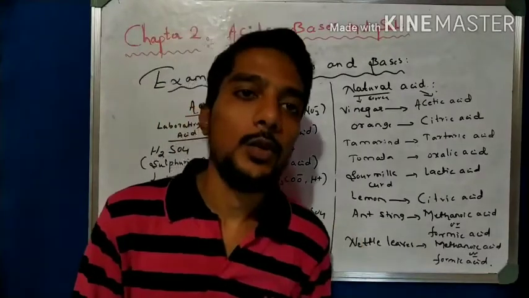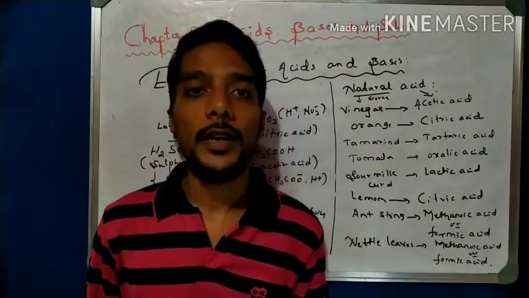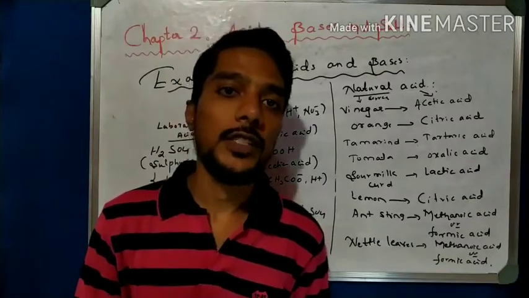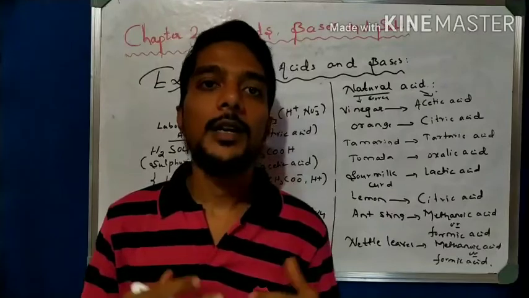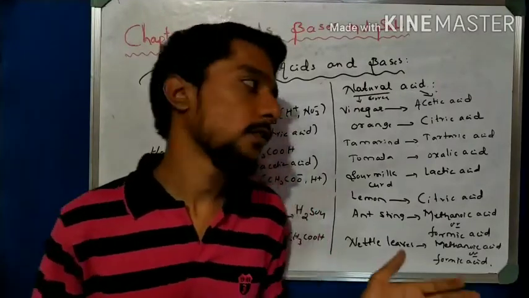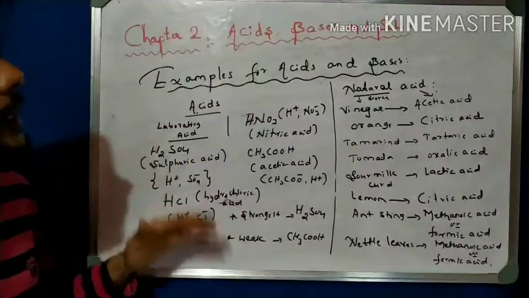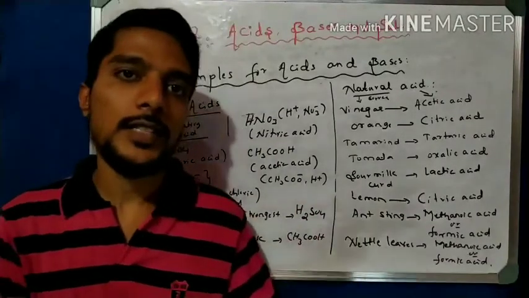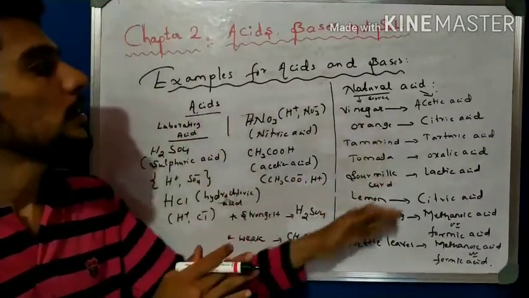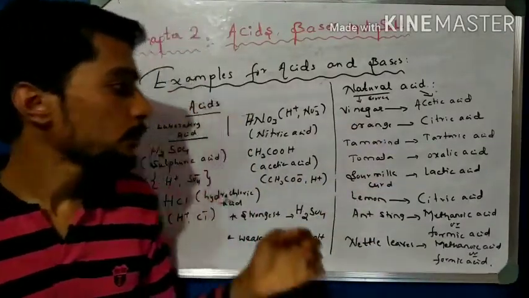In the next video we will take up indicators. Some indicators are used to identify which is acid and which is base, and we will cover some chemical properties of acid in the next videos. For this video it is enough. Memorize this video once, revise the video, and memorize all these important parts.